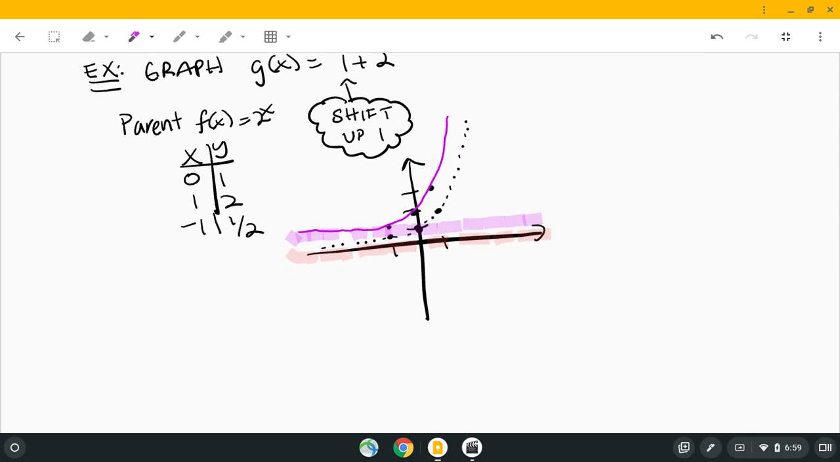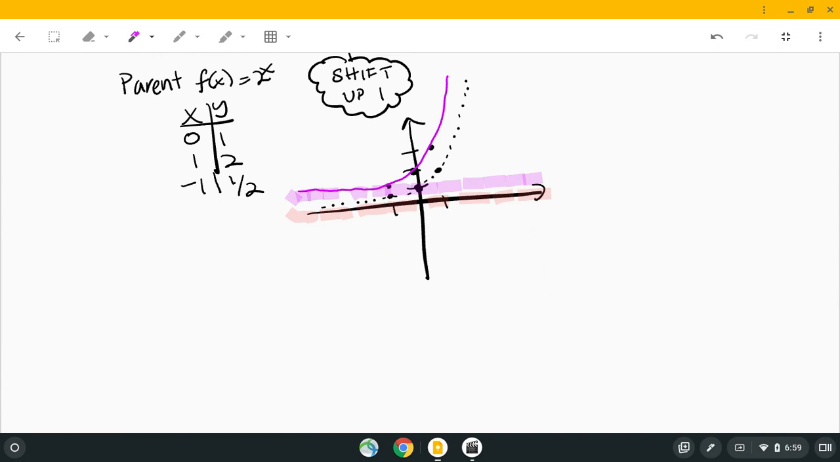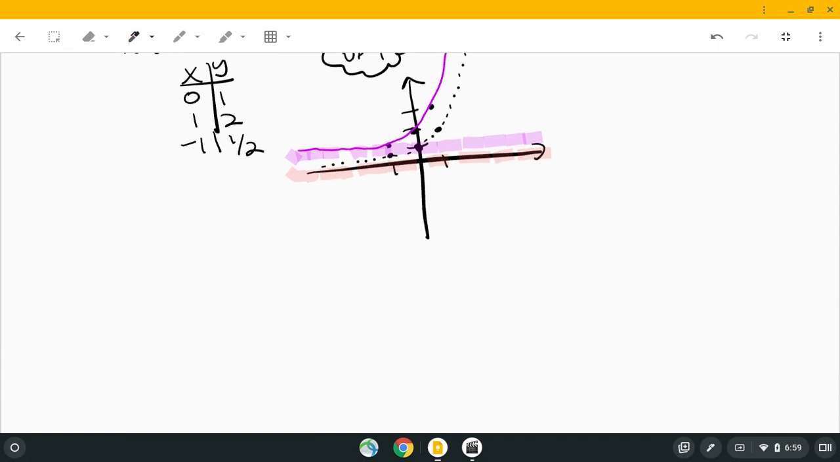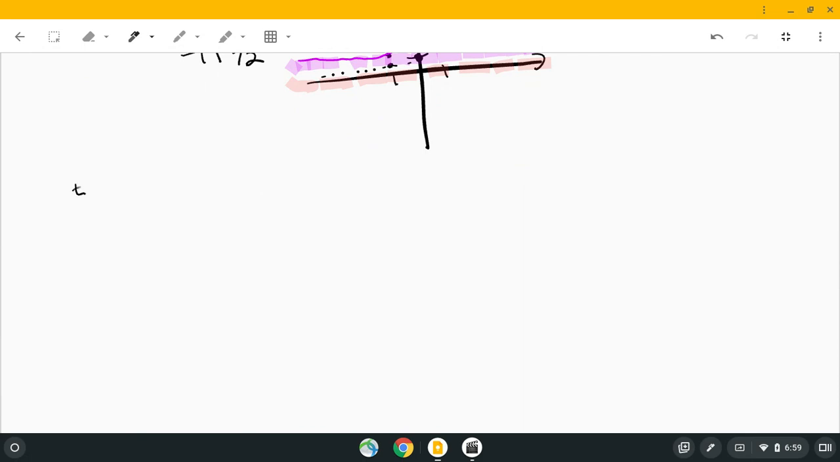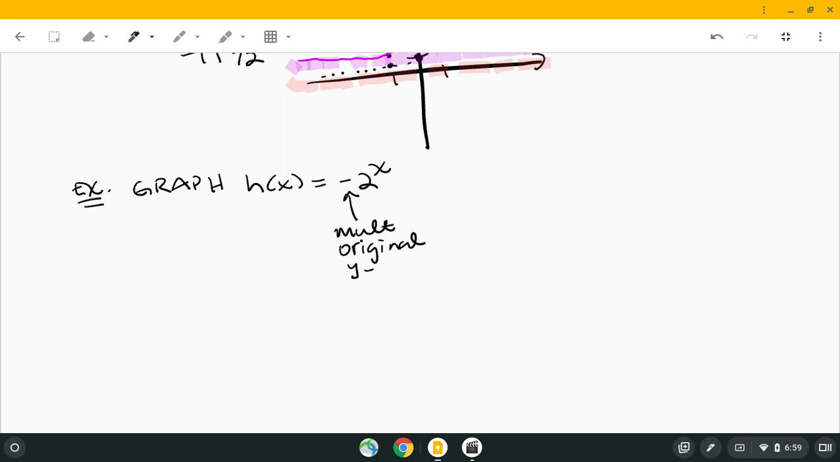All right, let's take a look at another one. Let's go ahead and take a look at this graph. h of x equals -2 to the x. Okay, so if you remember here, this multiplies the original y values. This is going to reflect it over the x-axis. Okay, so let's do our parent function, f of x equals 2 to the x.